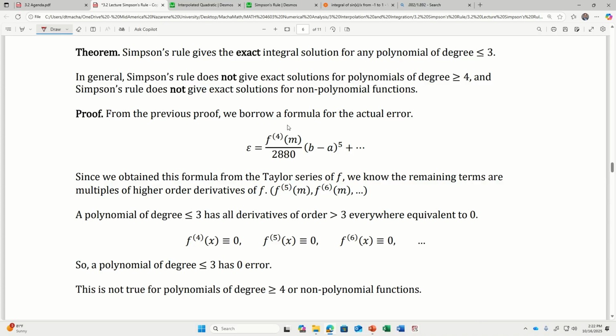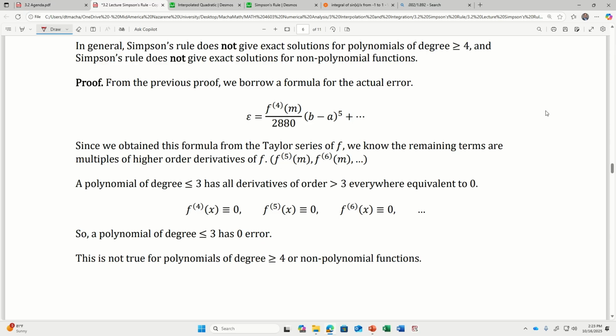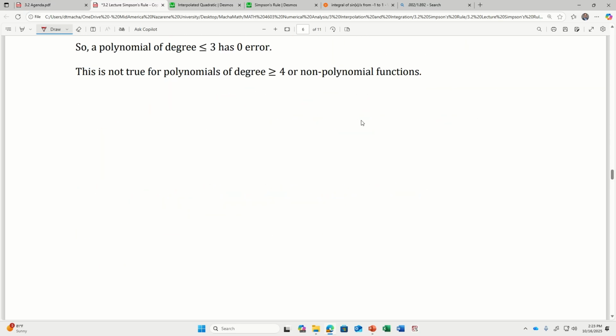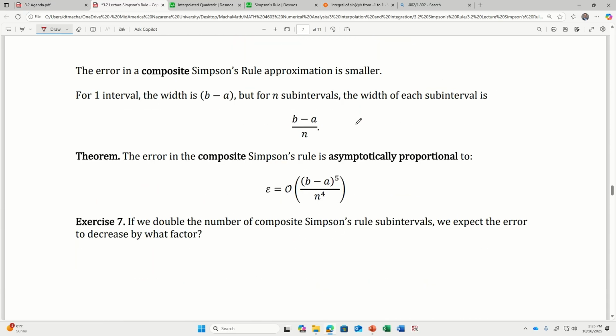And so, since I got this error expression from a Taylor series, I know all of the other terms in this expression for error, we're only going to have higher order derivatives of f. All of those higher order derivatives of f are 0. And so we have 0 error if I have a polynomial that's degree 3 or less.